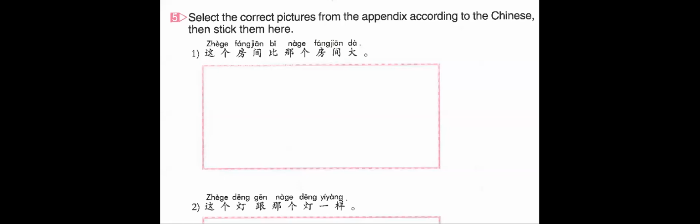This is Kuaile 2, workbook, page number 56. We're going to correct activities number 5 to 7. Okay, this activity is made with the stickers. So select the correct pictures from the appendix, these stickers that you should have, then stick them here.